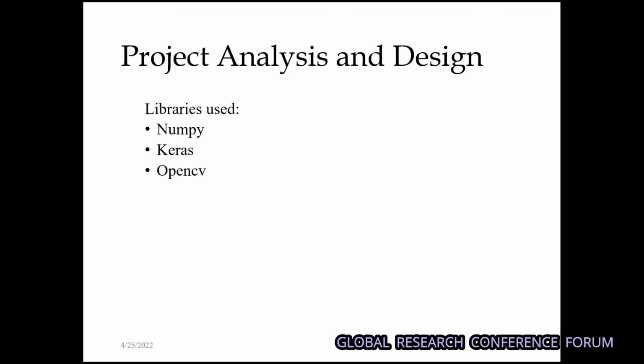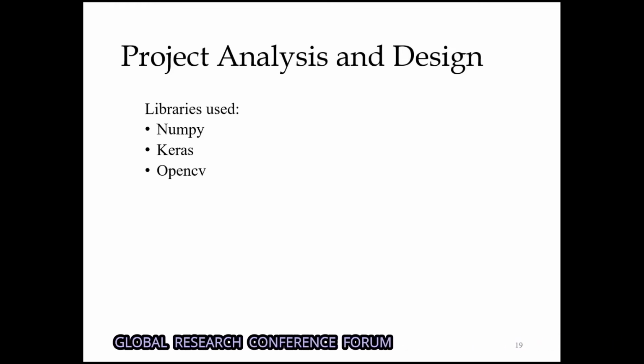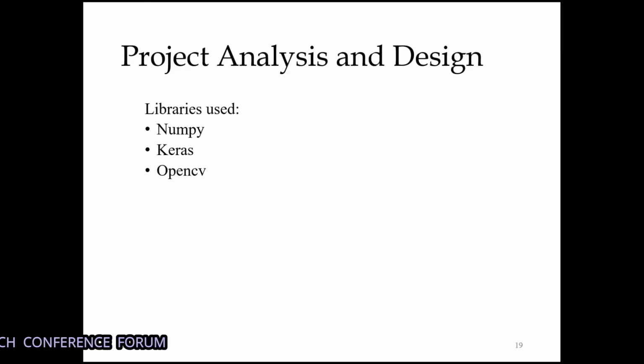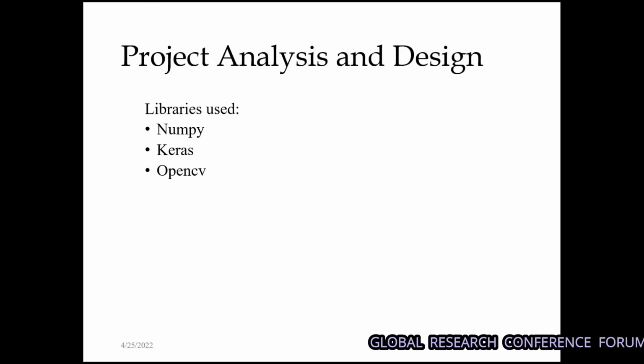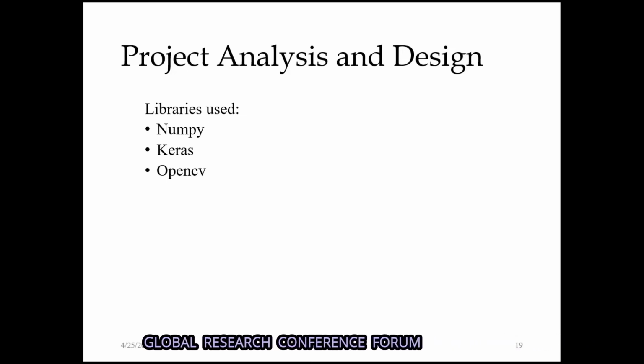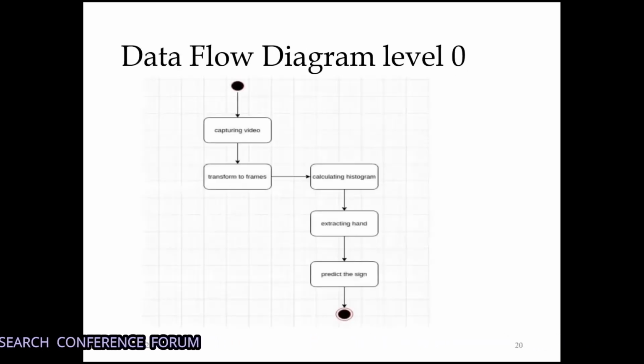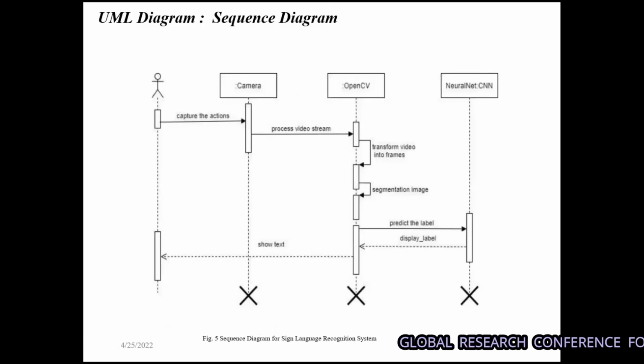Third is OpenCV. OpenCV is an open source computer vision library. It is a library of programming functions, and it mainly aims at real-time computer vision. This is our data flow diagram. I will explain the diagrams directly with this one.